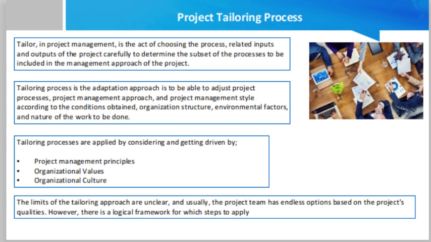Friend, tailoring in project management is the act of choosing the process related inputs and outputs of the project carefully to determine the subset of the process to be included in the management approach of the project. It also involves adopting the specifications and requirements of the project to the current needs of the operation. To tailor a project, reviewing, modifying, and supplementing the project data is usually done. This project management process ensures that the project is performed in acceptance to the requirements of the organization.